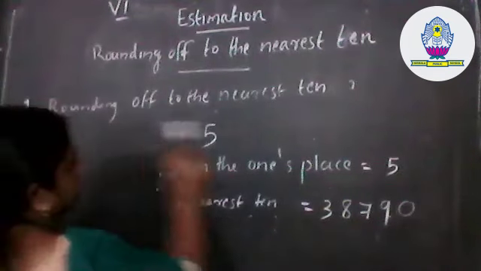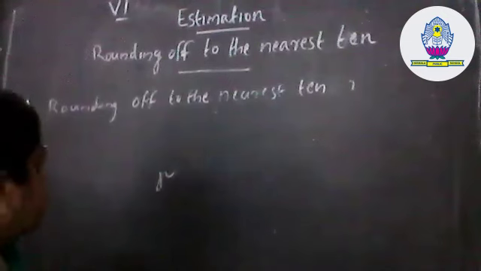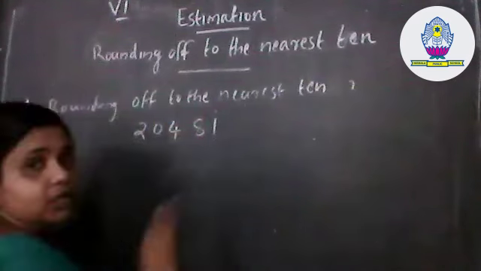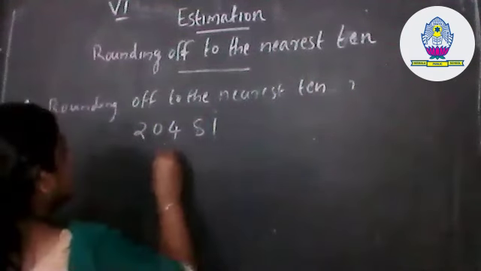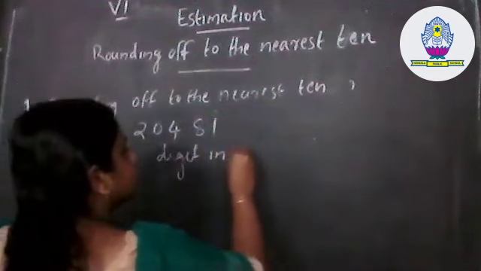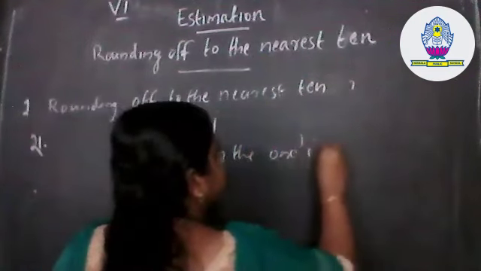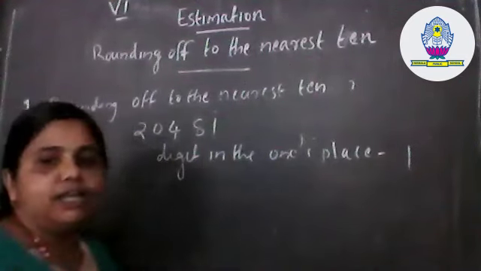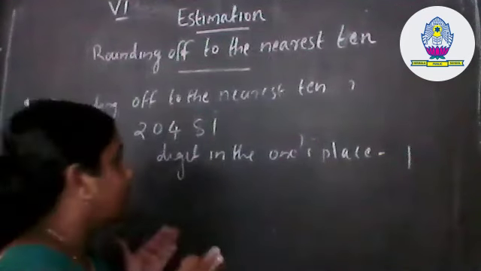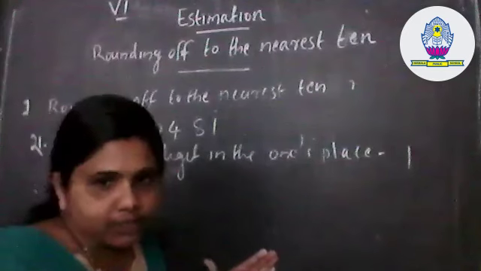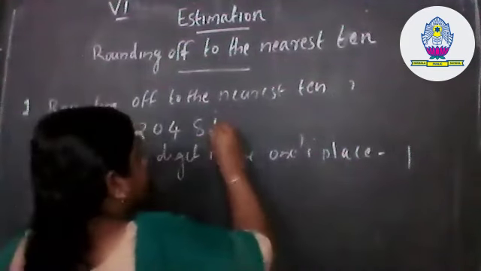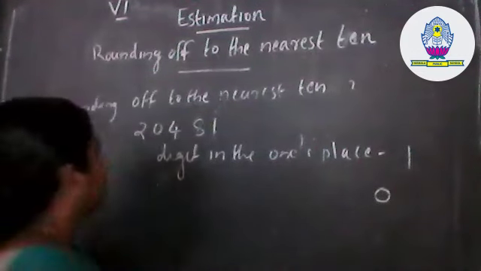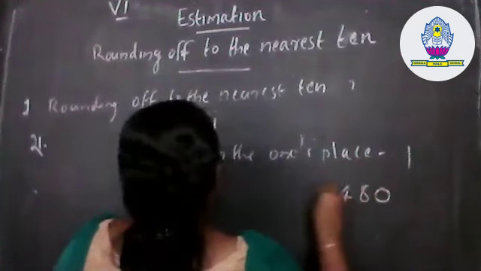Then one more question. That is 20481. In this problem, the digit in the ones place is 1, and that 1 is less than 5. So if it is less than 5, what can we do? Make only the last digit 0. So the last digit is 0, and the remaining numbers will have no changes. They stay as they are: 8, 4, 0, 2.